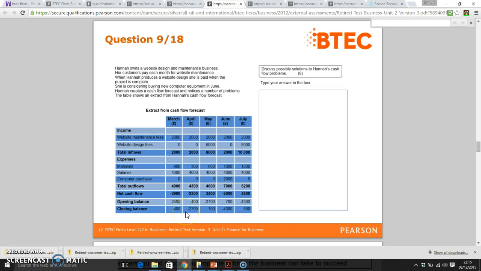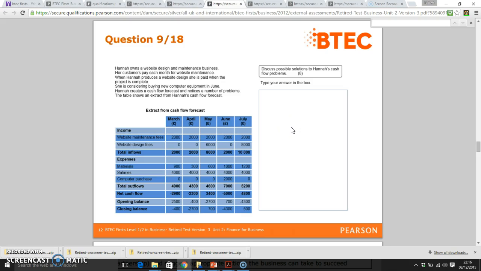Our first 2 months here, she's in minus numbers, so get that in your box. In March and April, Hannah was minus 4,400 closing balance and minus 2,700 closing balance. Get that into this piece of work. What solved that problem? So how come she ended up there actually positive again? So let's have a quick look what happened. Okay, so we've got website design fees. She picked up an extra £6,000 worth of inflows that month. Inflows went from 2,000 to 8,000. Get that in as a sentence.